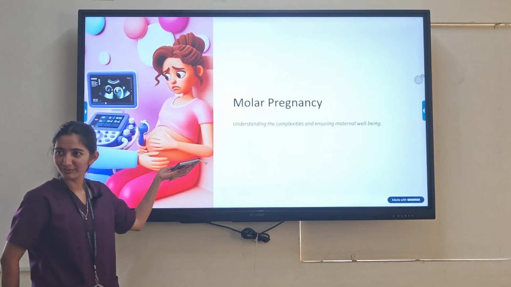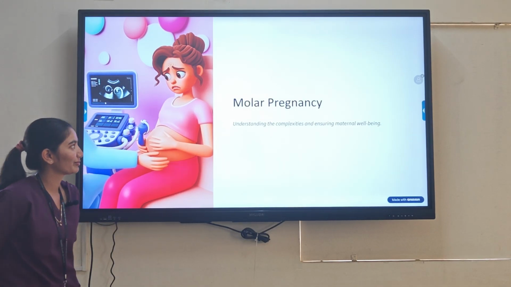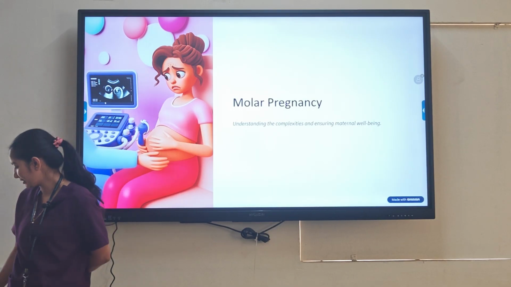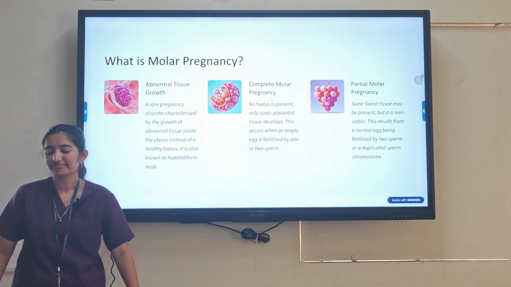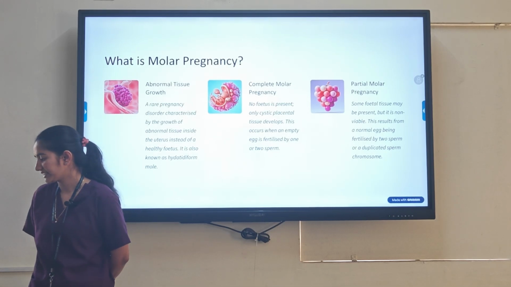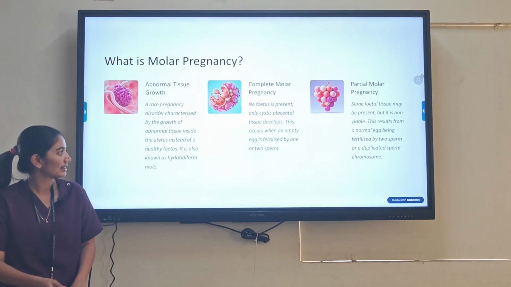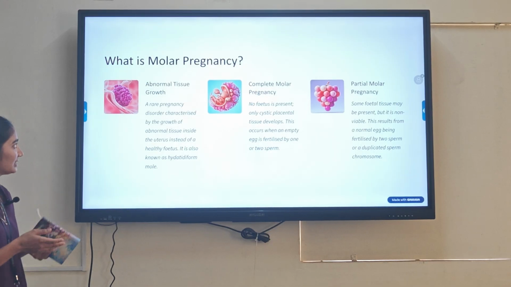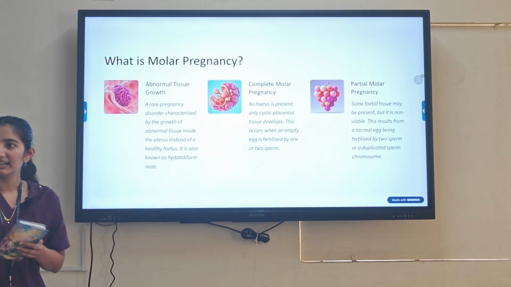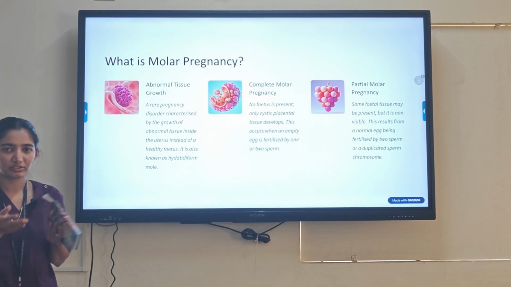Does anyone know what molar pregnancy is? Okay, so let's study molar pregnancy. It's nothing but abnormal tissue growth in the uterus. It's a rare pregnancy disorder characterized by the growth of abnormal tissue inside the uterus instead of a healthy fetus, known as hydatidiform mole. Here, instead of a healthy fetus, rare grape-like tissues are formed like crystals inside the uterus.